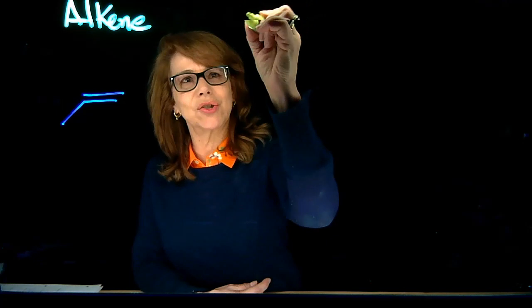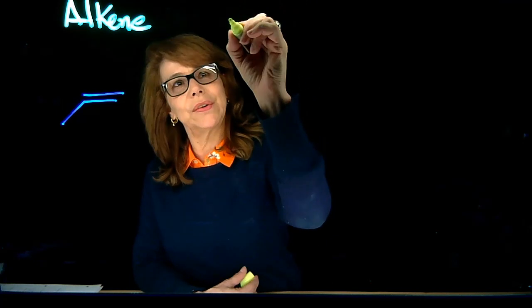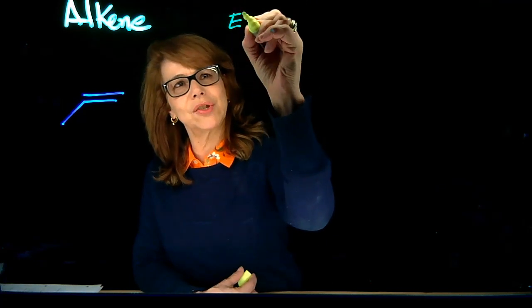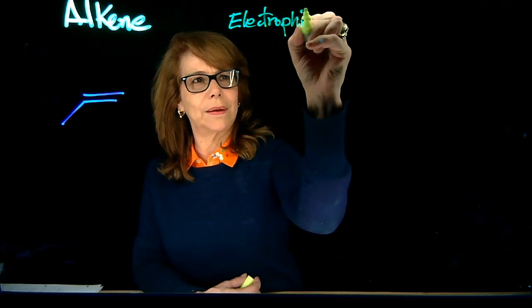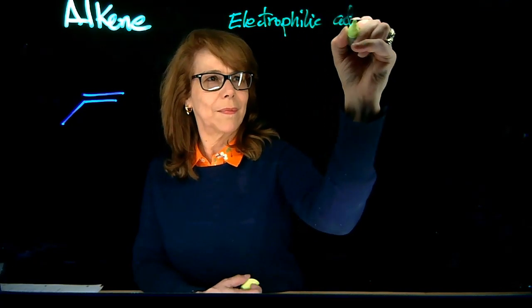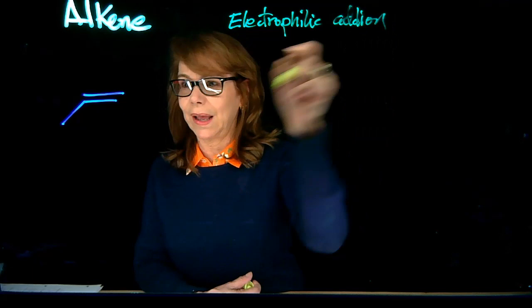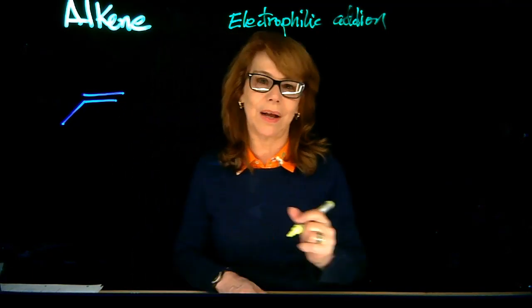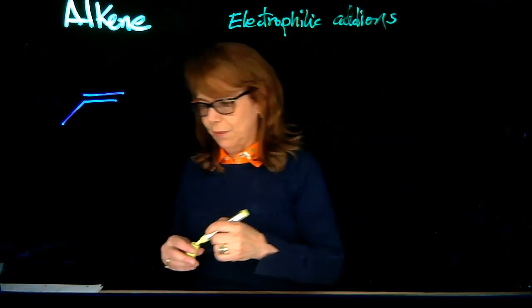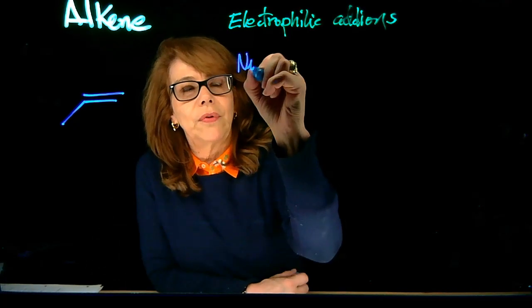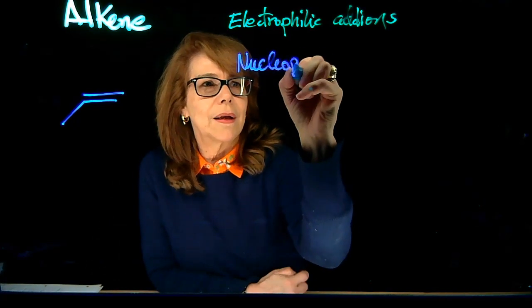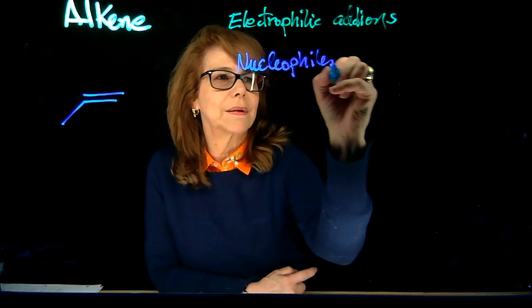Many alkene reactions that we're going to be studying are electrophilic additions. So we're going to have additions to the double bond, meaning we're adding across the bond. So we need to remember what nucleophiles and electrophiles are.